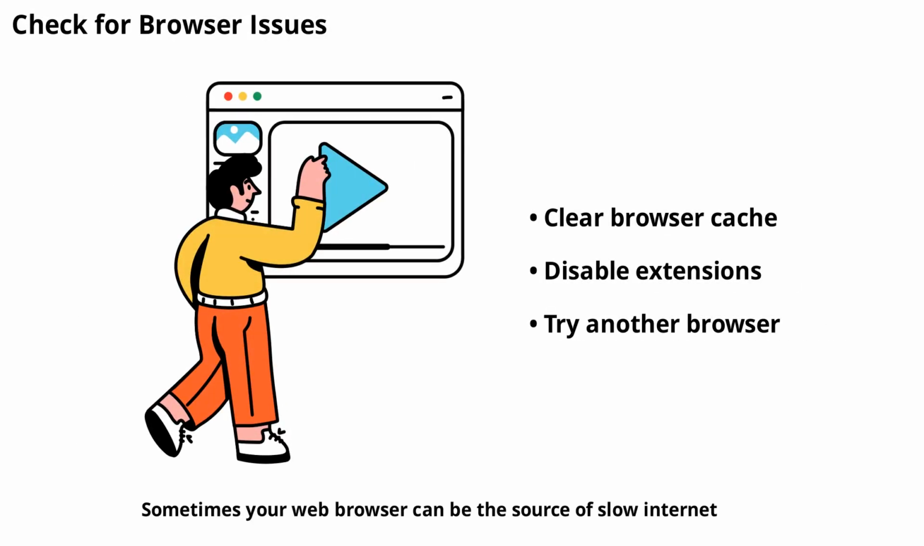Sometimes, your web browser can be the source of slow internet. Too many open tabs, outdated extensions, or a cluttered cache can all affect performance. Try clearing your browser's cache, disabling unnecessary extensions, or switching to a different browser to see if your speed improves.